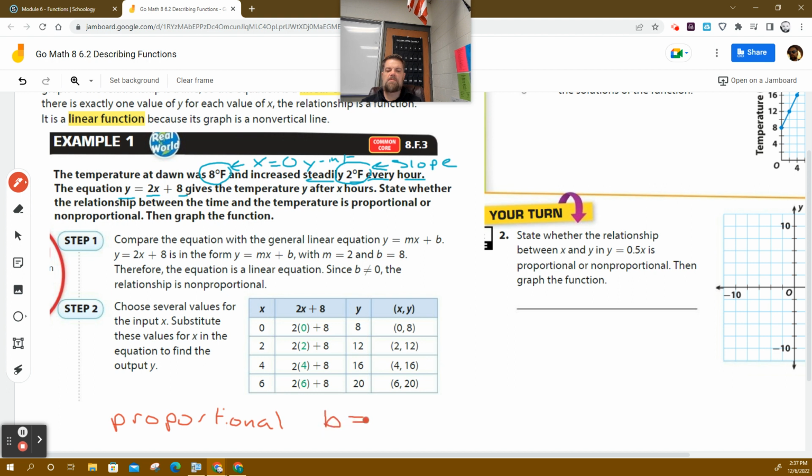What's b equal? 0. So that occurs when x equals 0. So when I see that x equals 0 and I plug that into the equation and I get 8, is it proportional or non-proportional? Well, when b equals 0, proportional ones go through the origin, and the origin is the point (0, 0). So this is non-proportional.